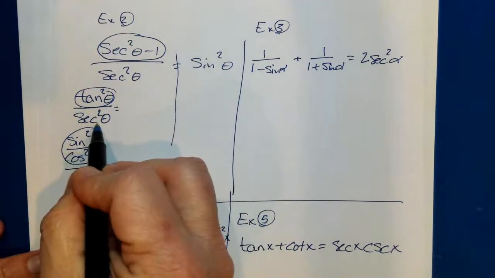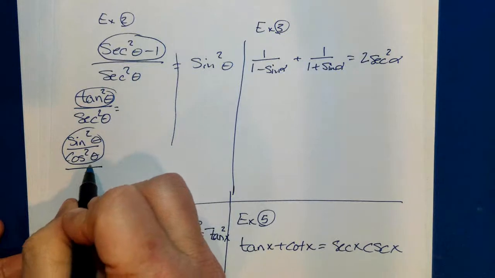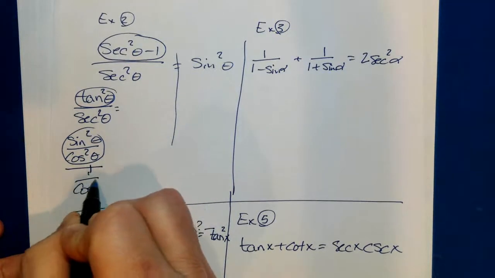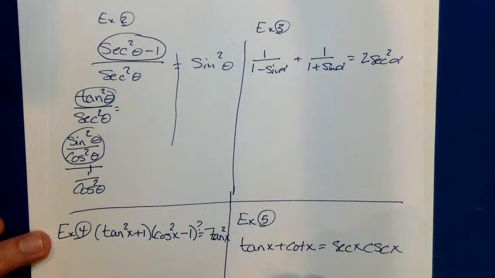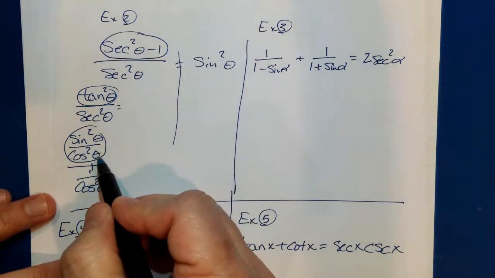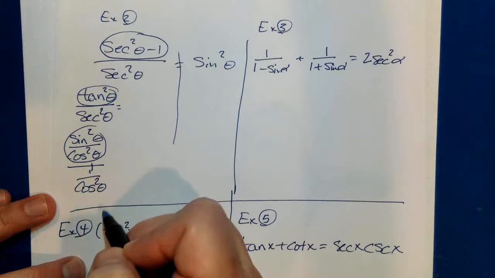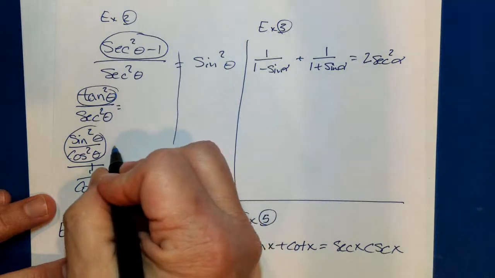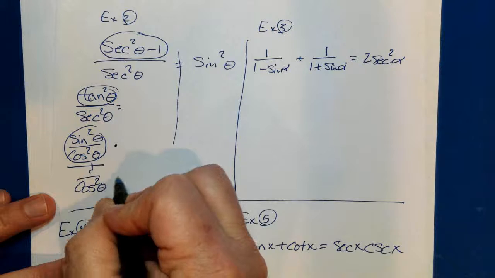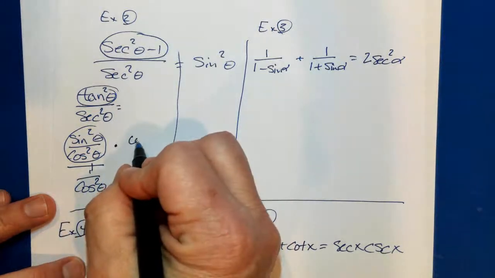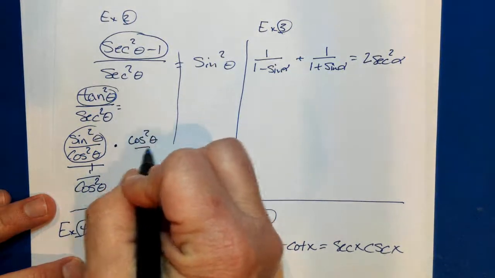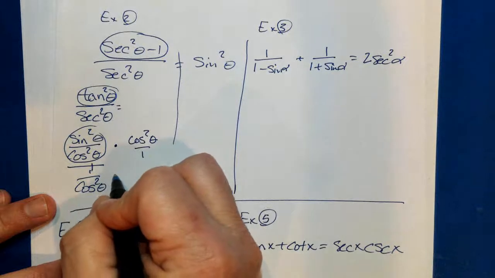And we know that secant is what? It's 1 over cosine. And if it's squared, it's squared. So we have sine squared theta over cosine squared theta over 1 over cosine squared theta. Now, let's go ahead and do our algebra. We're going to invert and multiply. So we're going to multiply by cosine squared theta over 1. We're going to flip this.